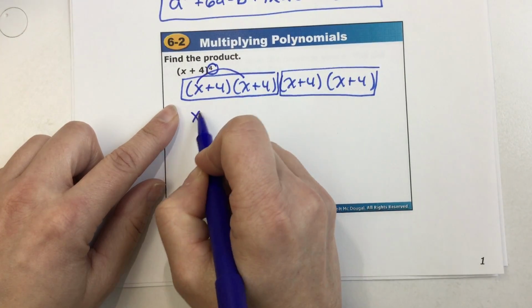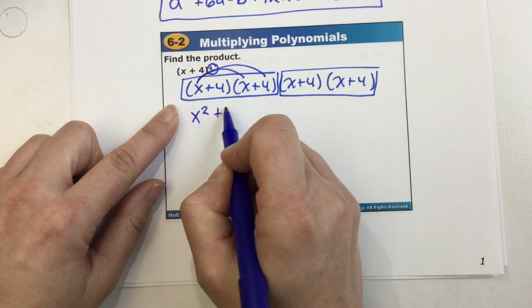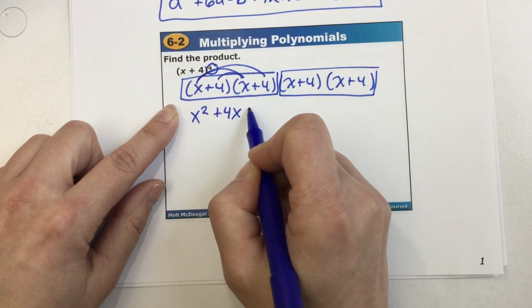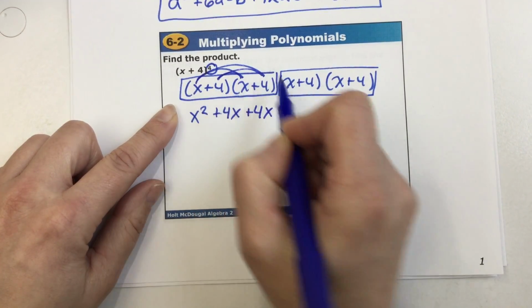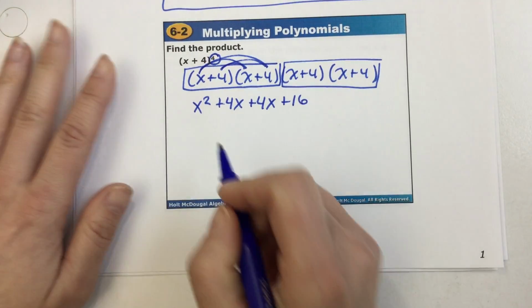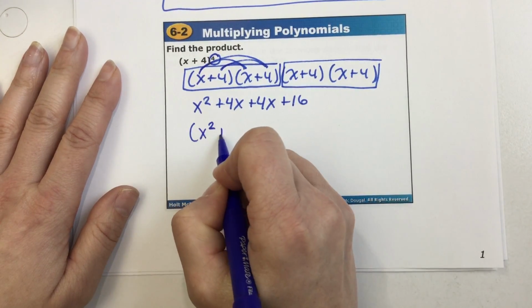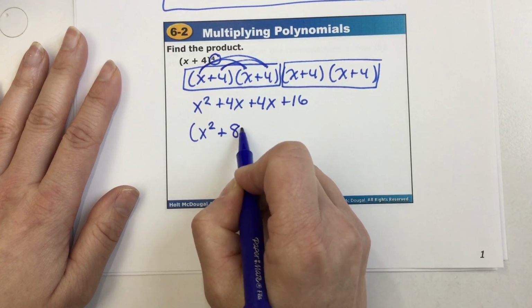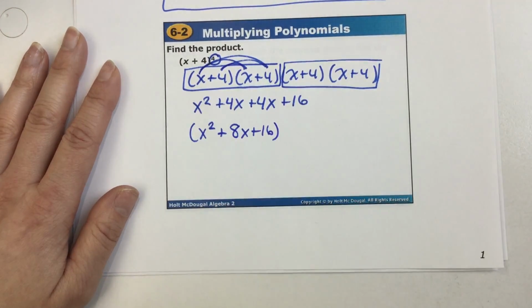So if I go x times x, that's x squared. X times 4, that's 4x. 4 times x is 4x. 4 times 4 is 16. I can combine the middle two terms. So 4x plus 4x makes 8x, giving x squared plus 8x plus 16.